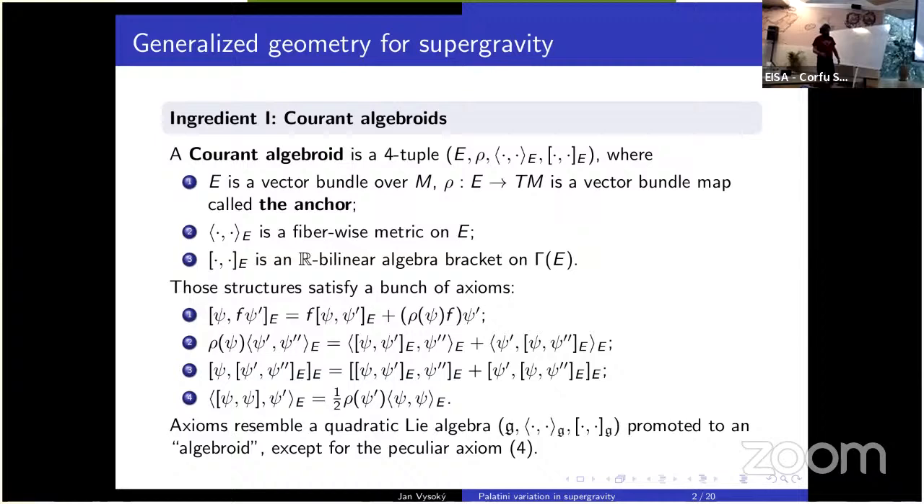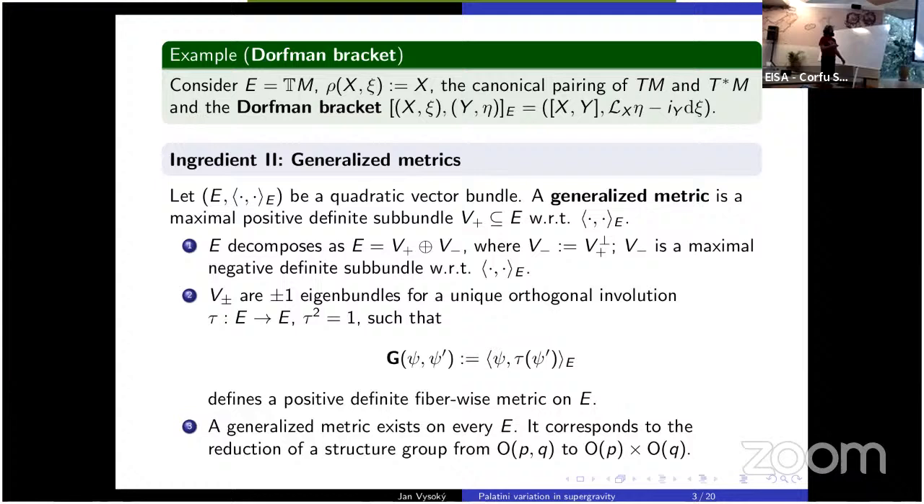The simplest example of a Courant algebroid is, of course, the Dorfman bracket, where this vector bundle is TM plus T*M. This anchor rho just projects the pair of one vector field and one form to the vector field. And the fiberwise metric is the canonical pairing between TM and T*M. What is interesting is the bracket, which is called the Dorfman bracket, which looks like this. So if you simply calculate the commutator of the vector fields and then you construct a new one-form out of these objects using this formula.